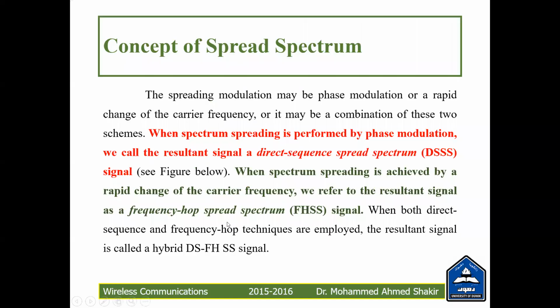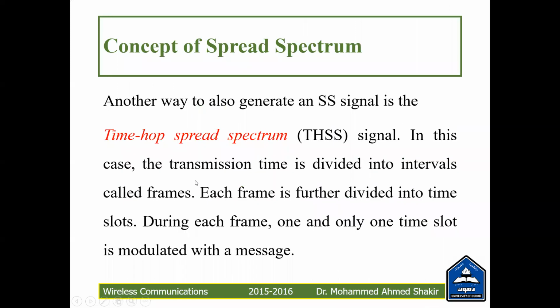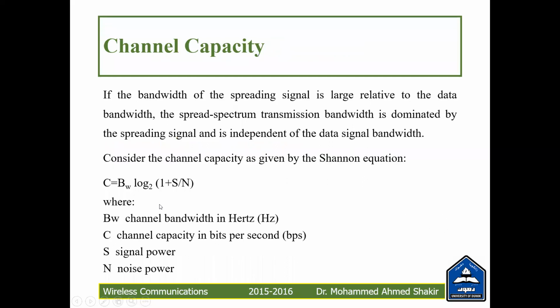Here we are making some review of this slide for the direct sequence and frequency hopping. And new information here, we have another system which is called time hop spread spectrum signal. In this case, the transmission time is divided into intervals called frames. Each frame is further divided into time slots. During each frame, one and only one time slot is modulated with a message, of course, based on the code.